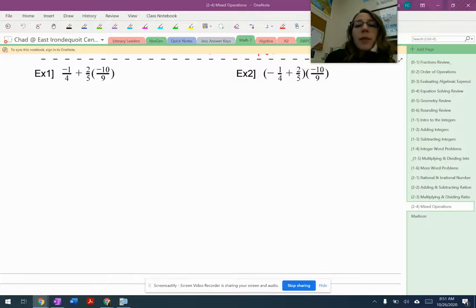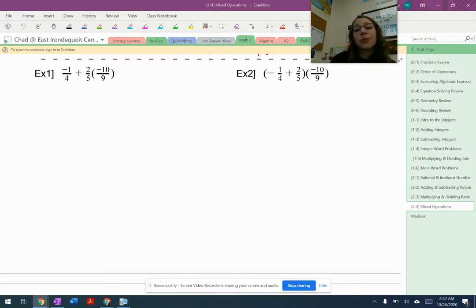All right, so here we are back at 2-4 for Math 7 on mixed operations with fractions or rational numbers. So looking at our example 1 and our example 2, at first glance, you might think that these are the same problems because they have all of the same numbers in them. You know, negative 1/4 plus 2/5 times negative 10/9. And example 2 is the same thing, negative 1/4 plus 2/5 times negative 10/9.